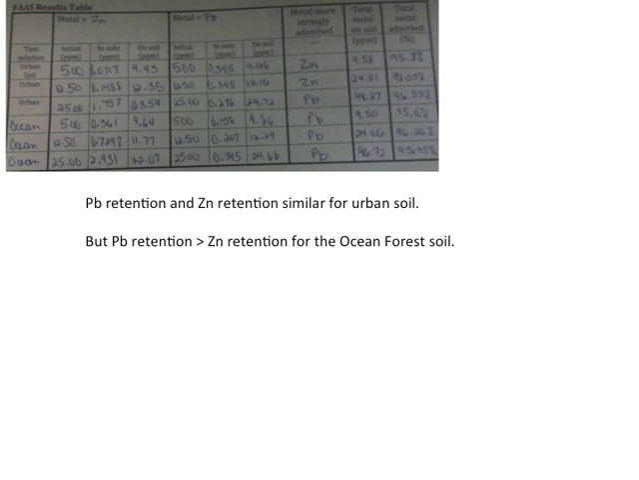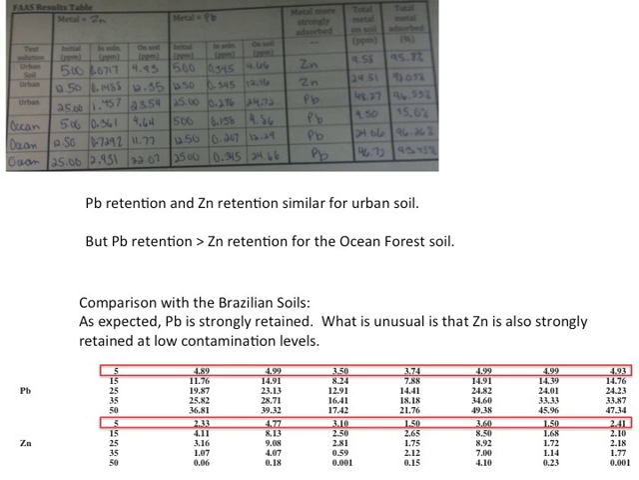Here's an example of data collected in our investigation. The lead and zinc retention is similar for the urban soil, but lead is found to be retained more highly for the ocean forest soil. Is this typical? In comparison with the Brazilian soils, one finds that lead is strongly retained. What is unusual is that zinc is also strongly retained for the low contamination level samples. Comparisons like these will help your discussion section.